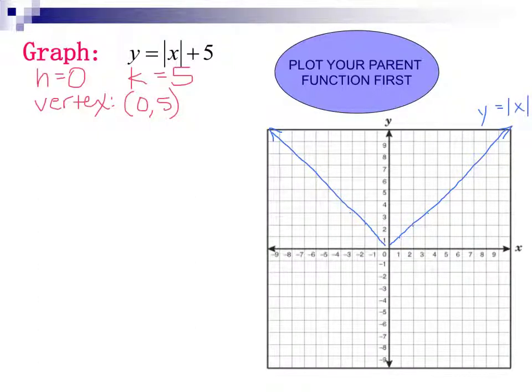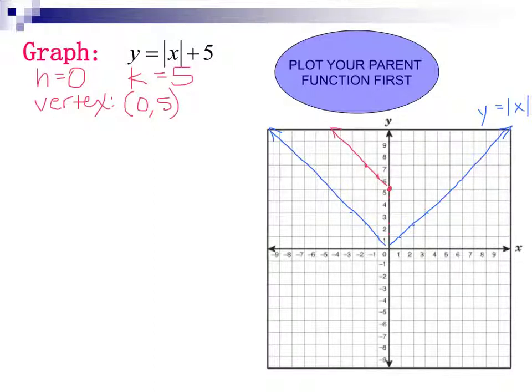Alright, our new vertex is going to be at 0, 5. That means I'm going to shift every point up 5 units. 1, 2, 3, 4, 5. Here's my vertex. Those points on the left will come here first. Okay, and we'll just move up 1, 2, 3, 4, 5 units, and our second point will be here. Next, we'll move this one up 1, 2, 3, 4, 5 units, and our left side of our graph will look like that.